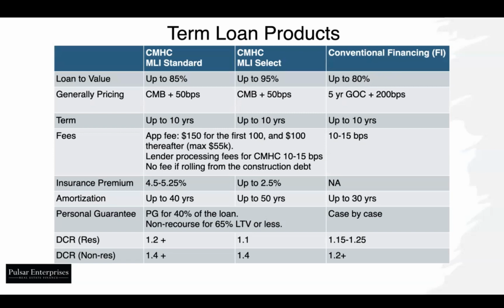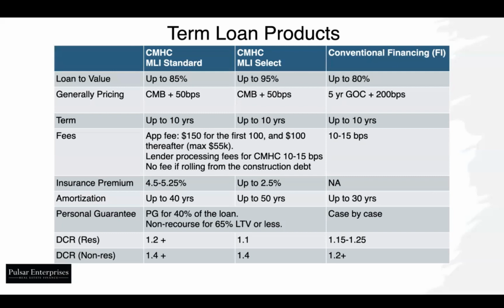Debt coverage requirements. So for the CMHC MI Standard, for the residential component, you need the debt service at 1.2, and for the non-residential component, you need the debt service at 1.4. So if you're doing a mixed-use project, we'll underwrite the commercial component separately and combine it with the residential piece at the end. And for the CMHC MI Select program, debt coverage ratio for the residential component is 1.1 and 1.4 for the non-residential. And for conventional financing, debt coverage ratio for the residential component is 1.1 to 1.25 and 1.2 plus for the non-residential piece.